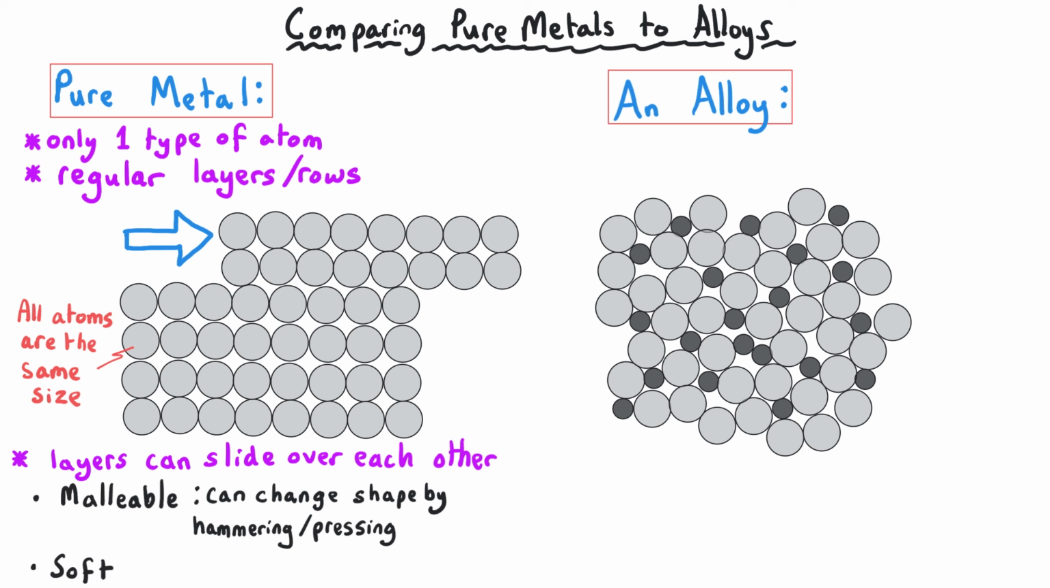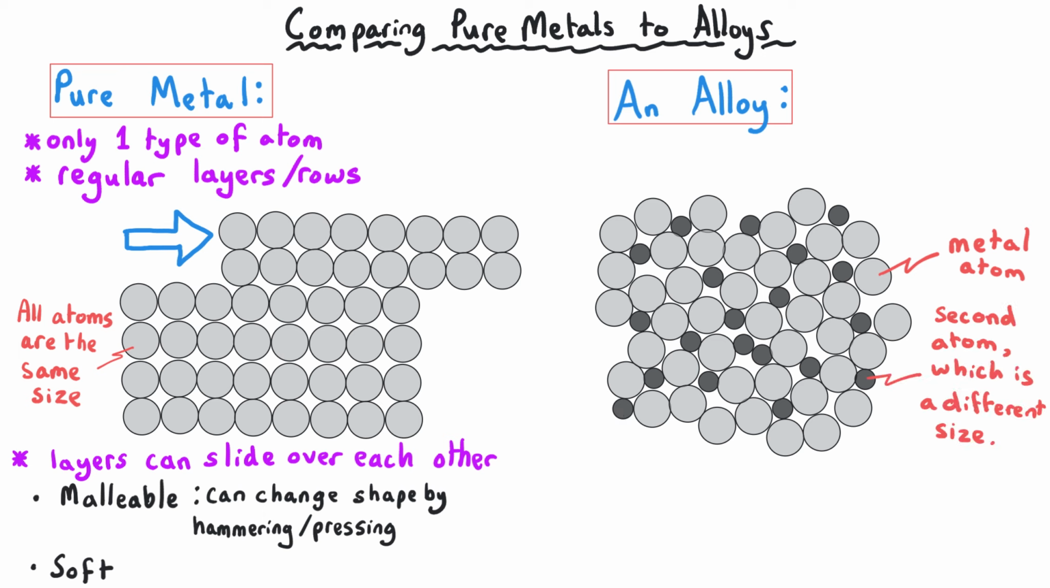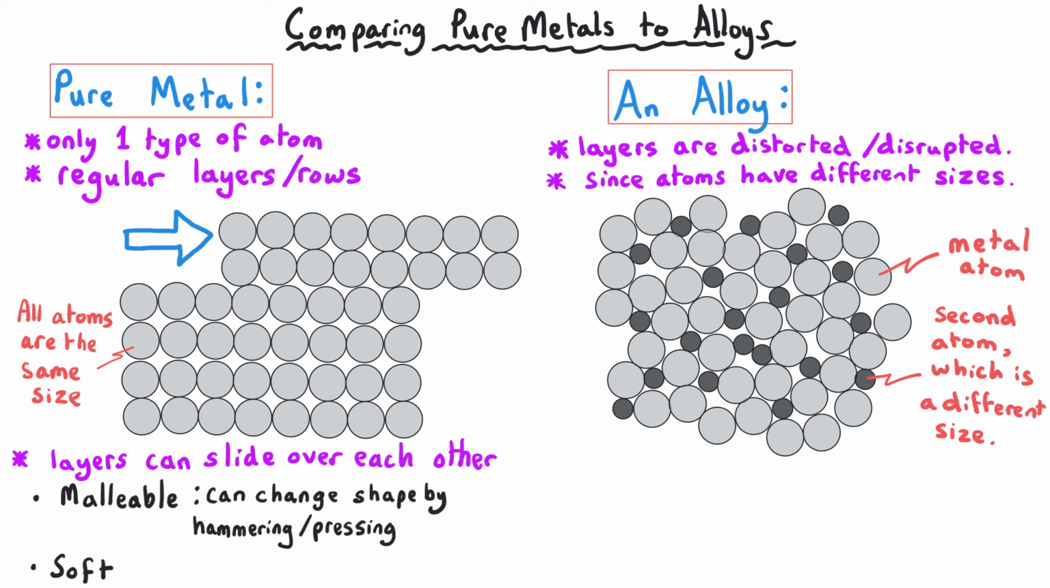In contrast, for an alloy, you've got your original metal, but you've also got at least one other type of atom. And crucially, as you can see from my picture, this second atom is a different size. It's not always smaller, sometimes it can be a larger atom. But as a result of the atoms that are now present in this mixture all being different sizes, the layered structure has been distorted or disrupted. It's certainly no longer regular.